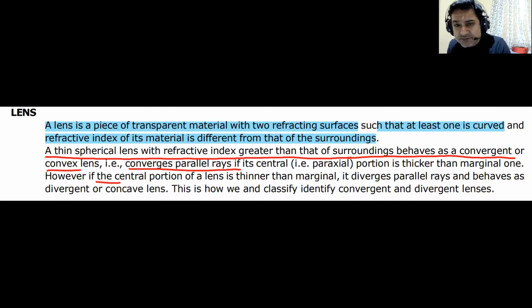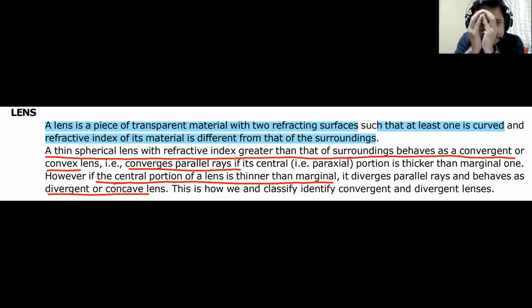And how do you understand whether a lens is converging or diverging, whether it is convex or concave? You can understand it by looking at the shape of the lens. If the central portion of the lens is thinner than the marginal portion, it will behave as divergent. So if I say this is my lens, if the central portion is thicker, it is convex. If the central portion is thinner, it is concave.